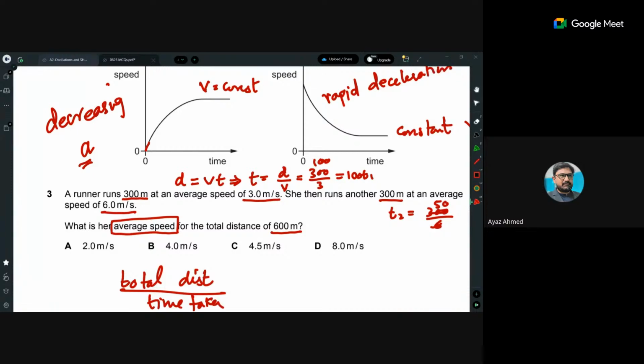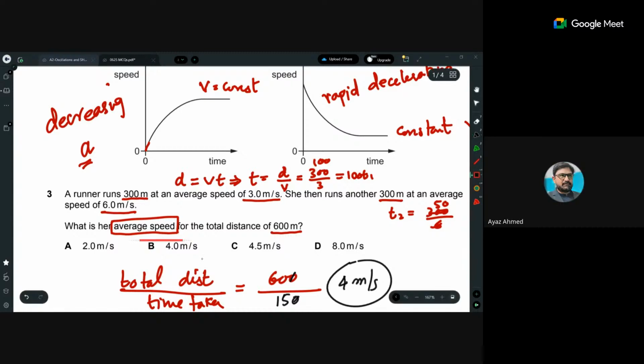Is it clear? Yes, sir. So the distance is 600 divided by the time taken. 100 plus 50, what is the total? It is 150. So 600 divided by 150 gives you 4 meters per second. So your answer is option B.